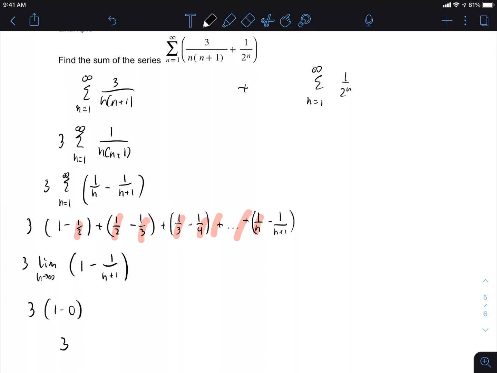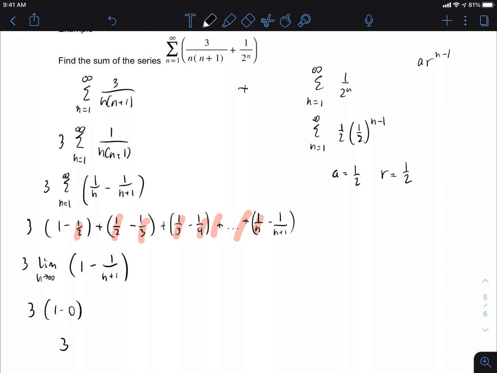Okay, now on the other side, because there's 2 sequences that were being added, we can rewrite this. I think it's geometric. And remember, geometric was a times r to the n minus 1. So if I need to write it that way, I'm going to pull out a half, and I'm going to get 1/2 to the n minus 1. Well, what's so cool about that is now I know a is 1/2, and I know that r is 1/2. And since r is less than 1, we know that this converges.